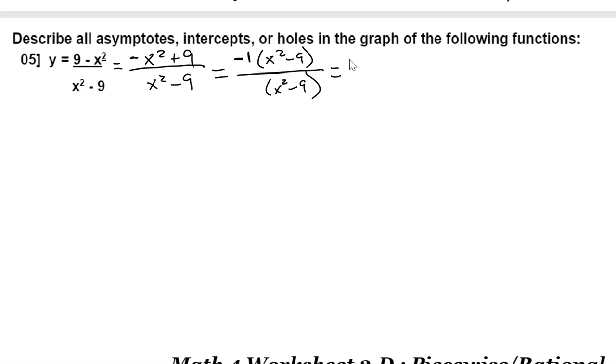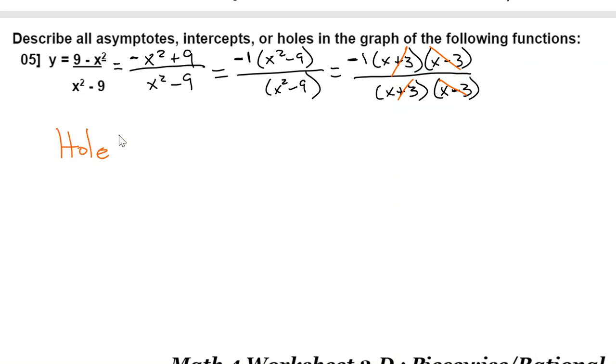As a matter of fact, we can break it down even further, x plus 3, x minus 3, on both the top and the bottom. And we've got some canceling out to do, don't we? Yacht, yacht, yacht, yacht. So we know that we have a hole both at x equals -3 and x equals +3. Vertical asymptote, we have none.